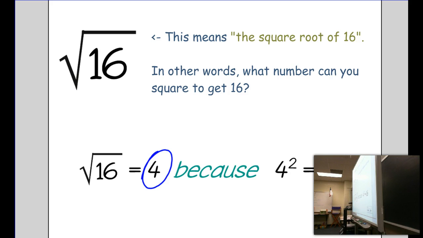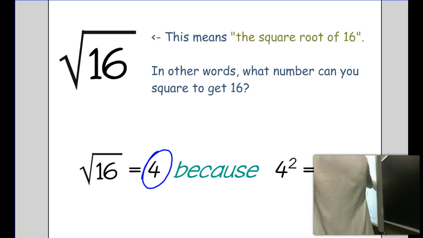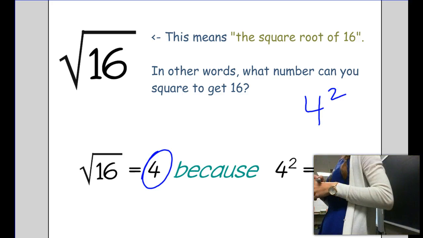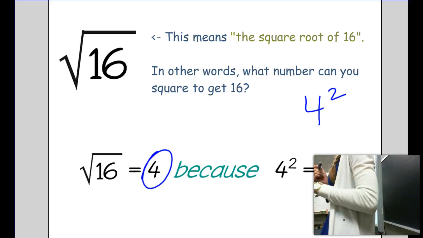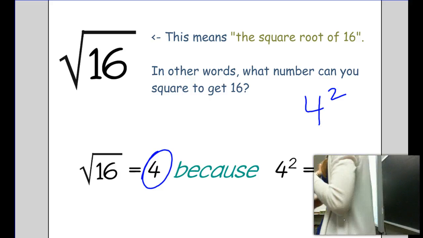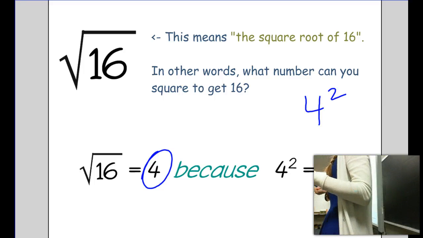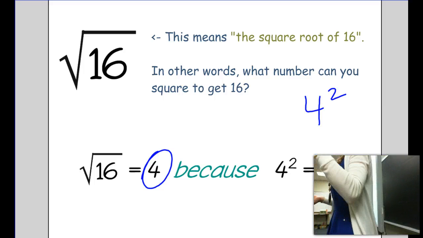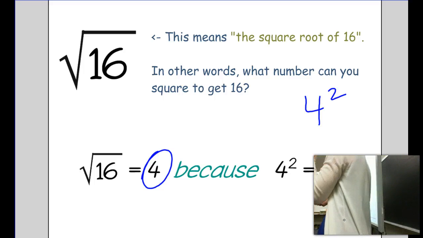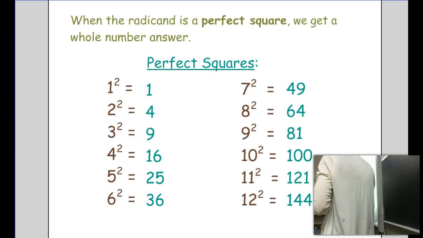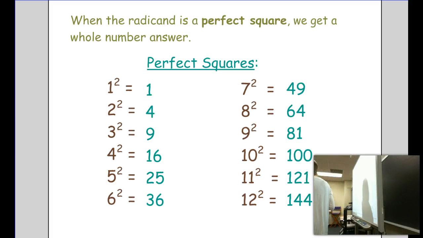I would say 4 squared equals 16, yes. But the square root of 16 is 4 and only 4. Believe me, I'm going to see this on some of your papers. The square root of 16 is not 4 squared, it's just 4. Because what is 4 squared? It's 16. So that's like saying the square root of 16 is 16, and that does not make sense. So don't do that.